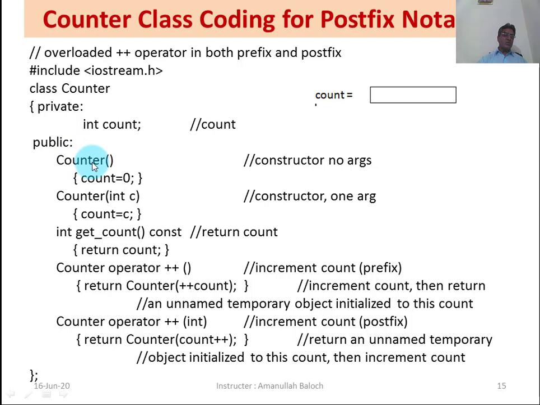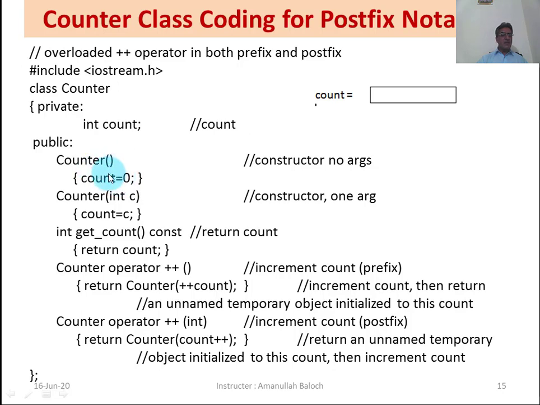The public section contains two constructors. This is the counter constructor, because the name of the class is counter. This is a constructor and this is also a constructor. This is the zero-argument constructor, so it will assign the value 0 to each count.